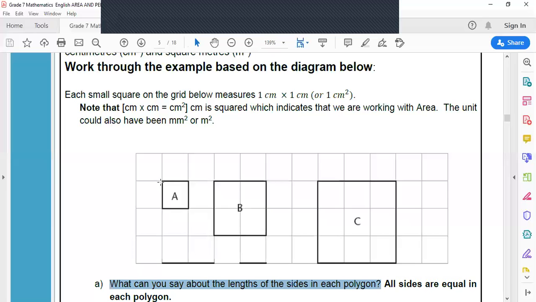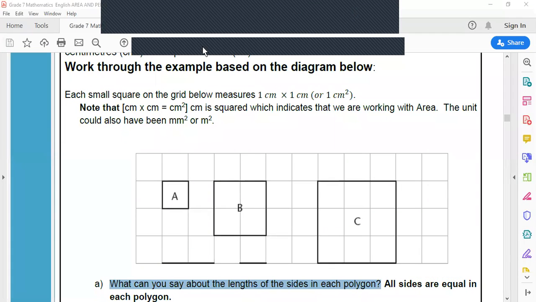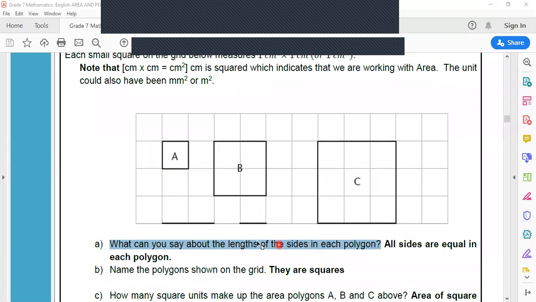So if you look at the polygon, let me just show you with my spotlight. So we've got this side is 1 block here. So it's 1 and 1. And if you look here, this is also 2 blocks this way, 2 blocks that way. 3 blocks down, 3 blocks that way. So all the sides are actually the same. All right, so they basically are called square. Oh yeah, name the polygon that is shown on the grid. They are squares. Okay, because all the sides are the same.